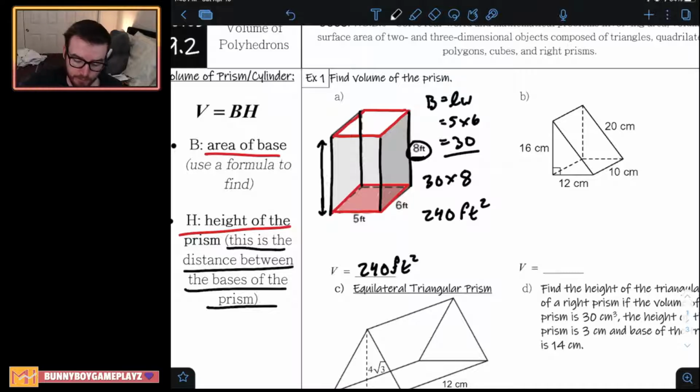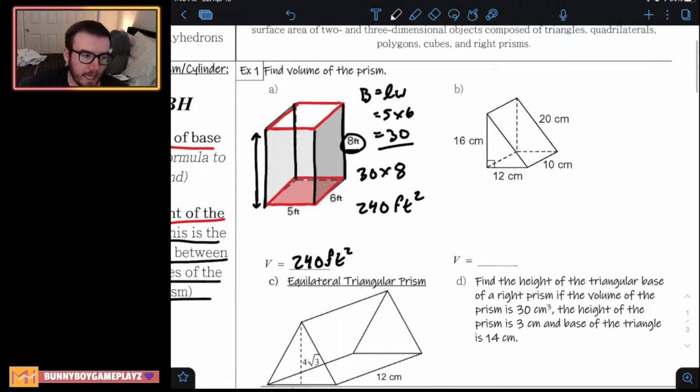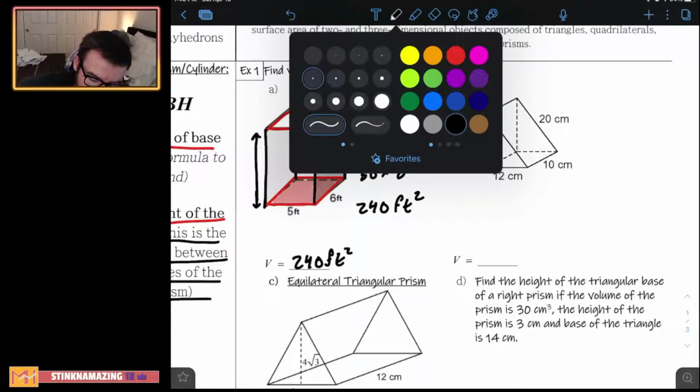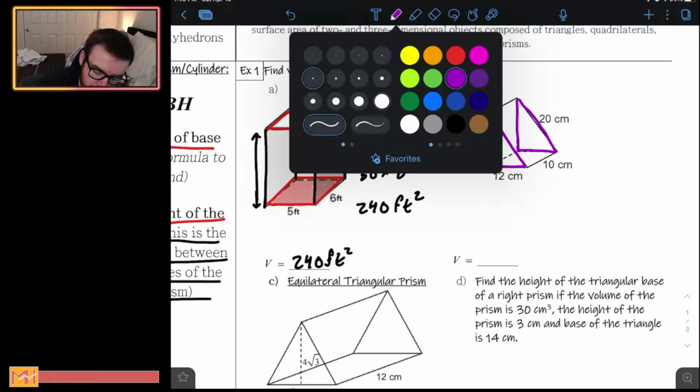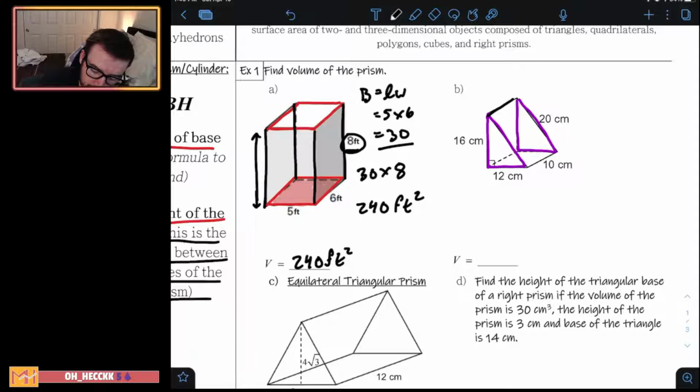Simple enough, eh? Let's do it again. We look at question B, and we say, what is the base of this prism? Well, is the base this rectangle? Is this rectangle connected to another rectangle? No, it is not. The base of this prism is a triangle. This is a triangular prism. We have a triangle in front, a triangle in the back, and we connect the two together to create a triangular prism.